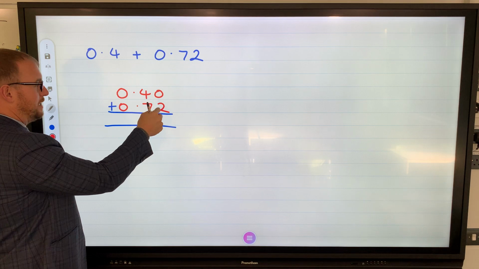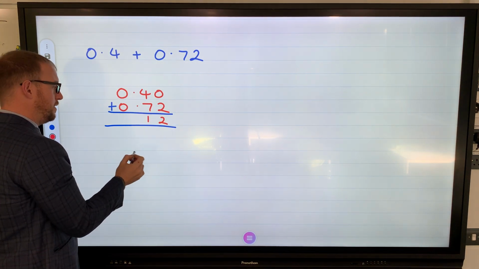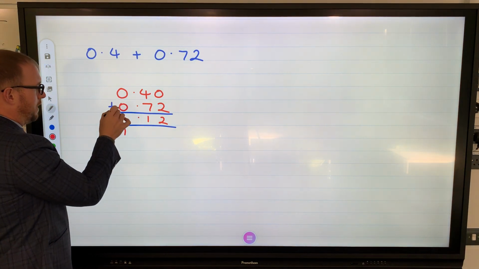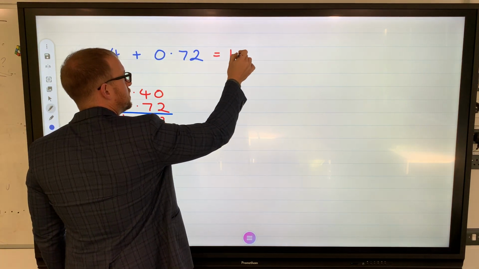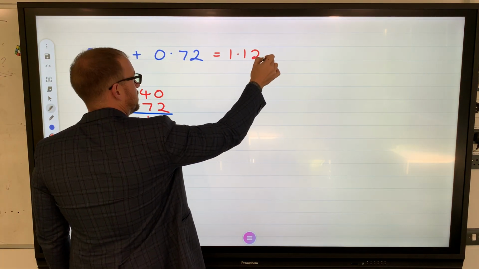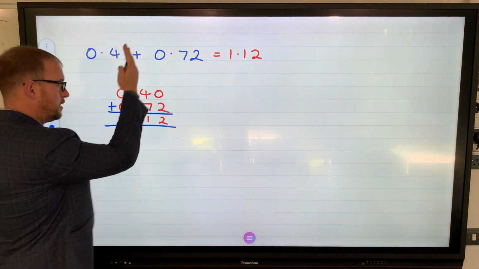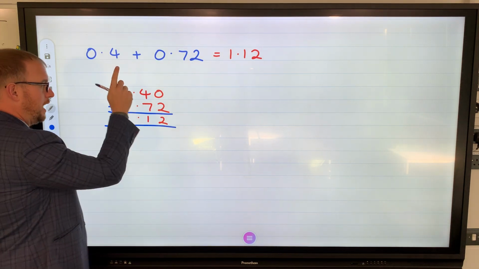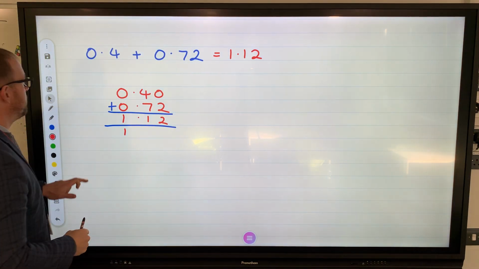So I've got 0, add 2 is 2, 4 plus 7 is 11, so 1 down, carry the 10 over, and then 0, add 1 is 1. So therefore, 0.4 add 0.72 is 1.12. So decimal points, start on the right, obviously going over to the left, and then making sure you put a 0 in as a place value holder.